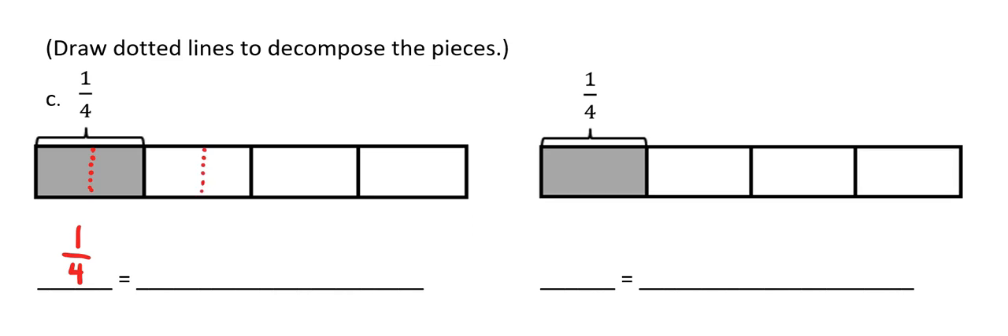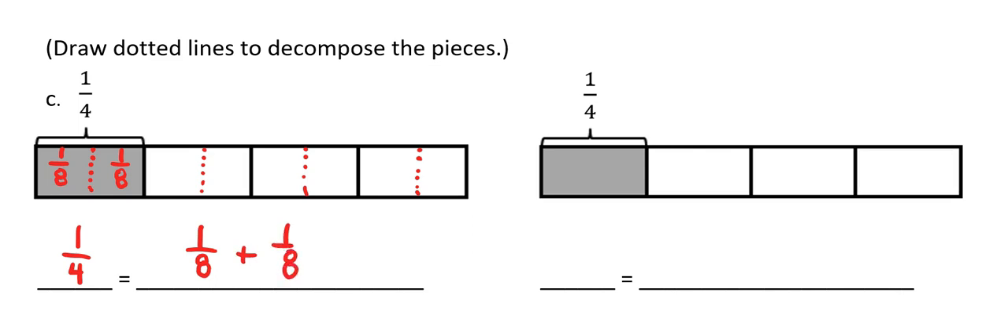Again, if I cut one piece in half, I have to cut all of the pieces in half. So now I have 8 pieces that make up the whole. 2 of them have been shaded in. So this is considered 1/8, and this is considered 1/8. So 1/4 is equal to 1/8 plus 1/8.